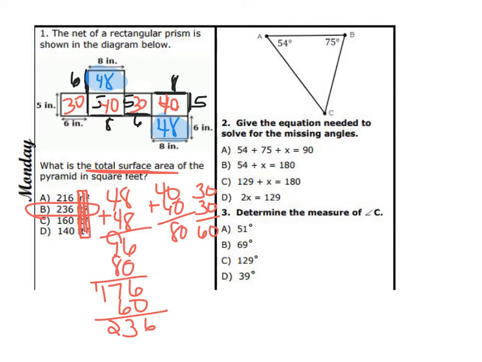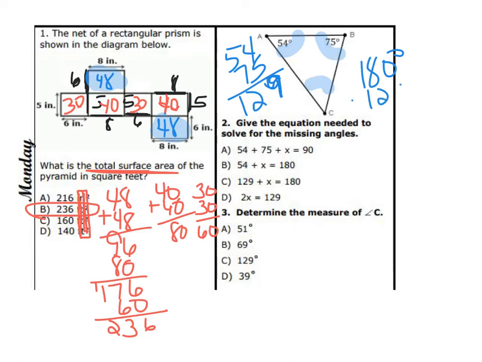Now, number 2 says, give the equation needed to solve for the missing angle. So what do we know about triangles and the angles? The sum of the angles equals what? 180 degrees. So in order to solve this, what would I need to do? Don't we add 54 and 75? If you add those, that's 129. Then all I have to do is subtract that from 180.